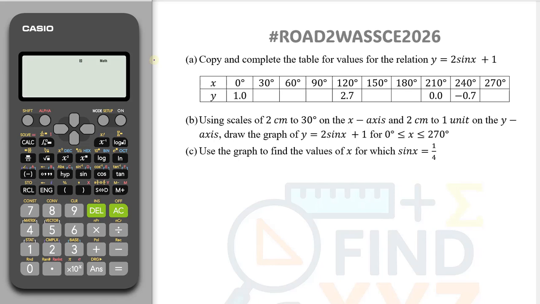We are still on the road to WASSCE 2026. Let's try this problem. We've been asked to copy and complete the table of values for the relation y is equal to 2 sine x plus 1.